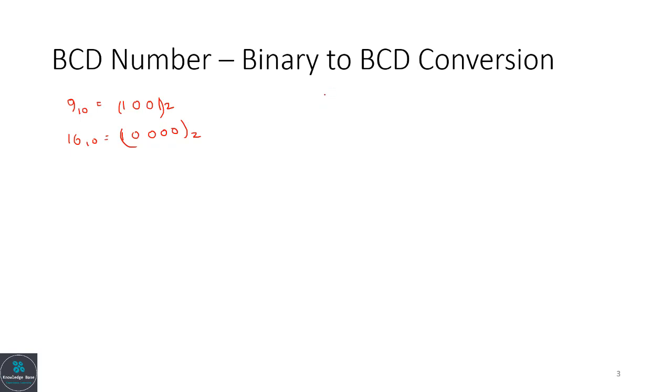Now BCD says that a binary coded decimal number is that number where each digit is represented by a 4-bit binary configuration. So 9 in decimal, its BCD value will be 1001, and in case of 16, each of the digits, that is 1 and 6, will be represented by a 4-bit binary representation. So 1 will be 0001 and 6 will be 0110.